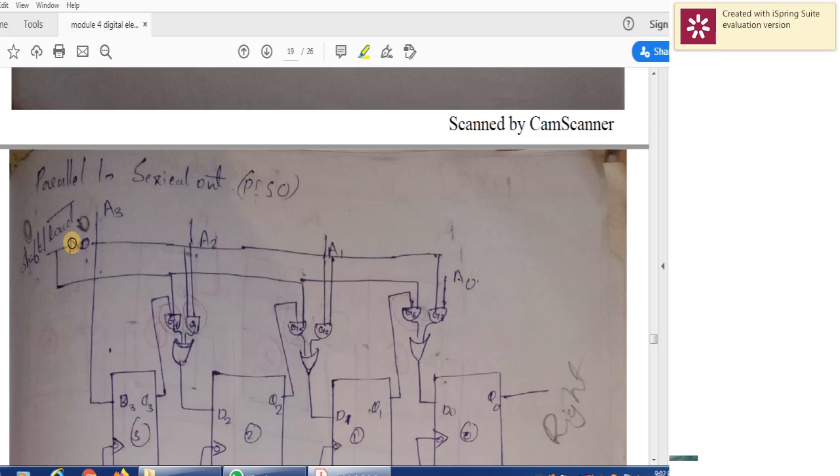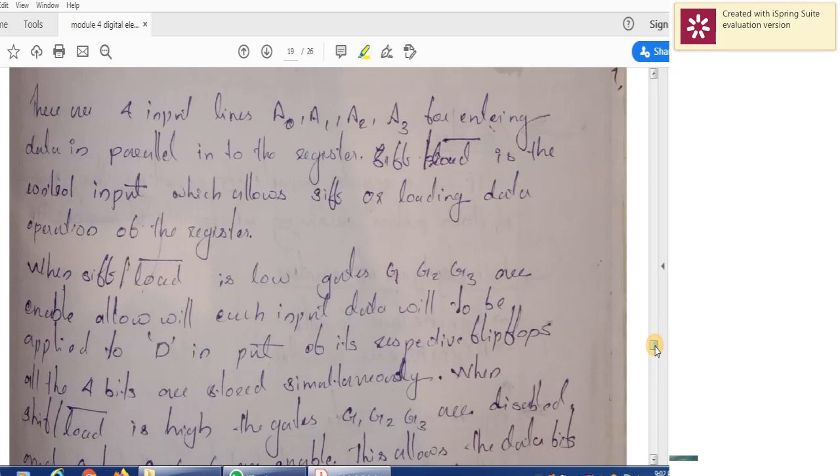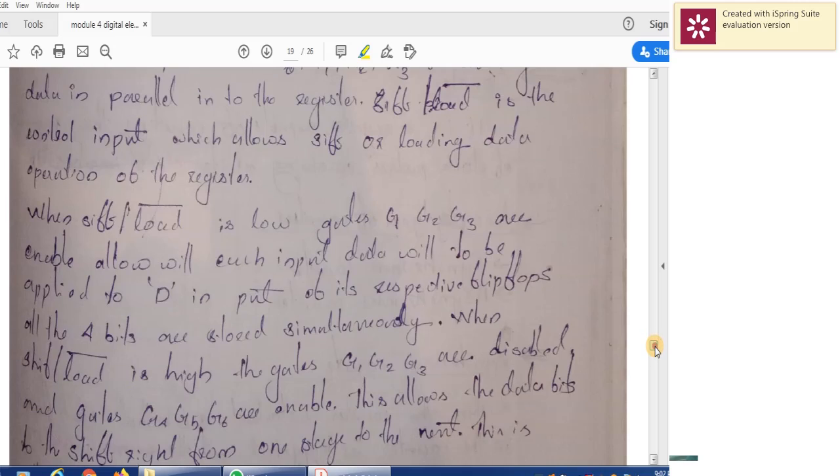This is the shift bar load, and this is the control input which will control the shift or loading data operation. Suppose the shift bar load is low, that means it is 0. Then what will happen?